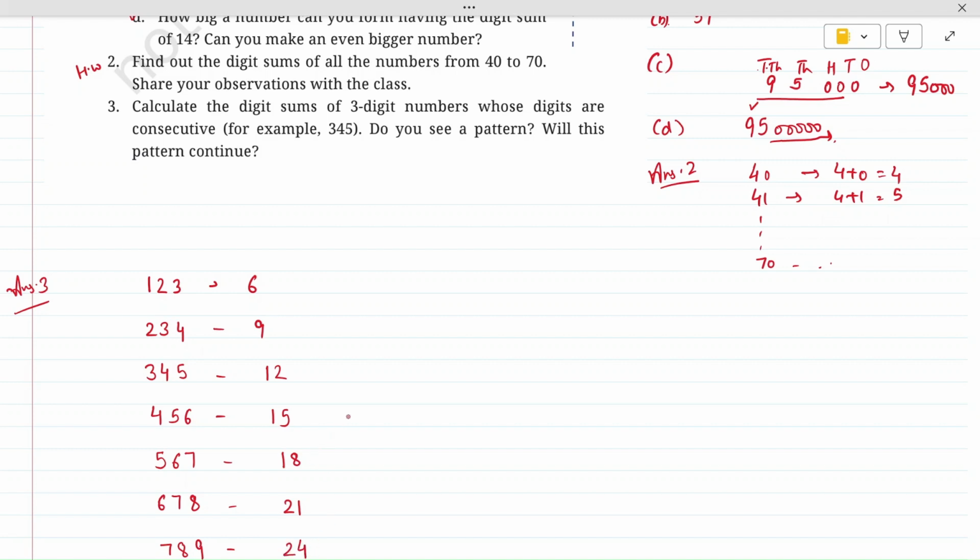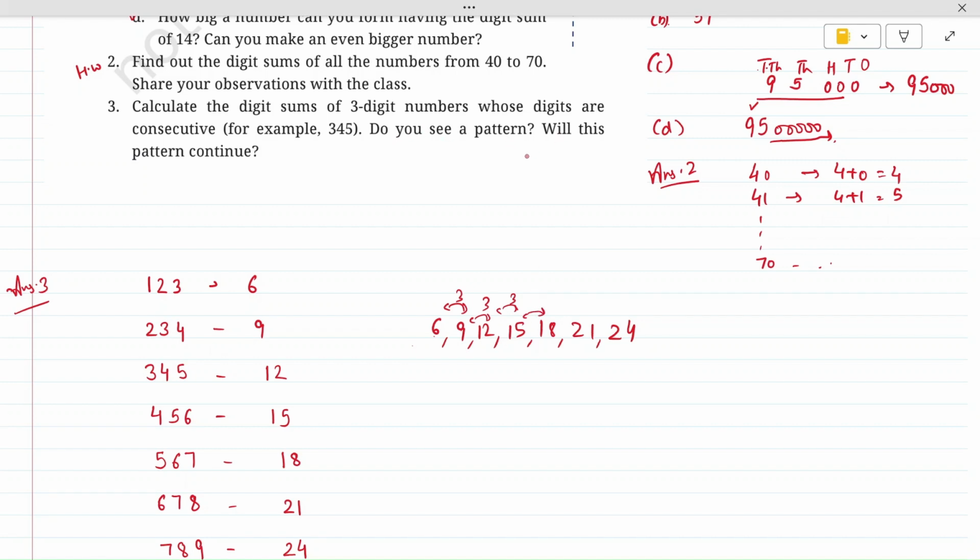Okay, so what we can see here is this is nothing but a series of 6, 9, 12, 15, 18, 21 and 24. So there is a difference of 3 in every step. 9 minus 6 is 3, 12 minus 9 is 3 and so on. Okay, so the pattern exists.